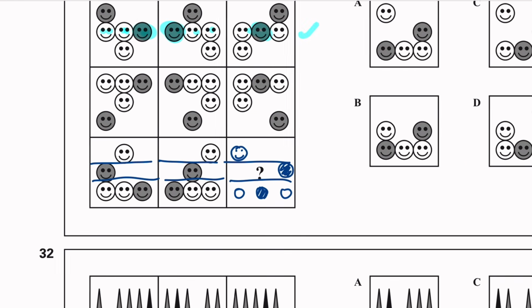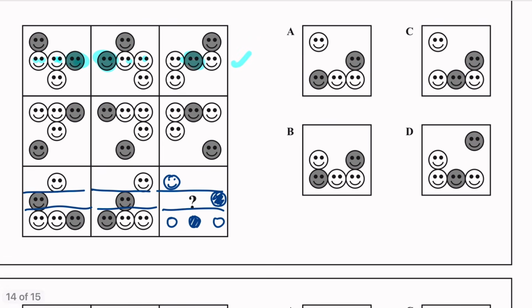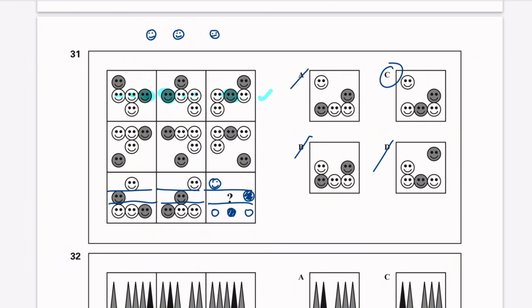Which answer looks like that? I think C does, right? Because it has that exact same configuration. So A, B, and D are all automatically wrong, all right?